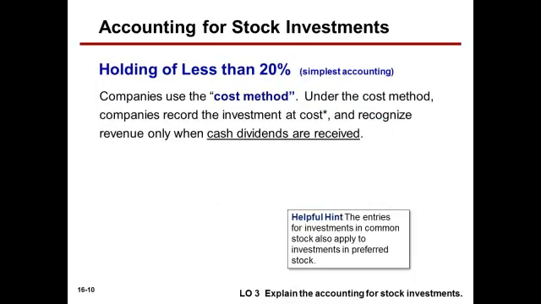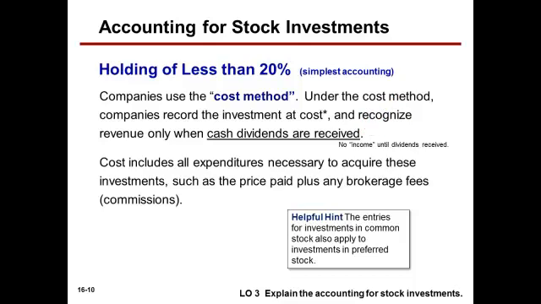So the first method, holdings of less than 20% of an investee company. Corporations will use a cost method of accounting for this investment. Under the cost method, companies record the investment at cost and recognize revenue only when cash dividends are received. No income recognized until dividends are received.